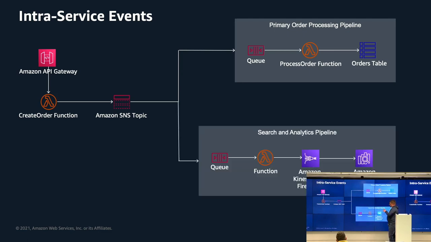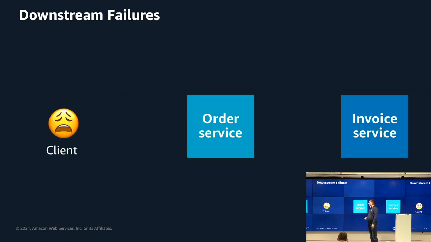And with this approach, it's relatively easy to add some new functionality to the process. As an example, search and logistics pipeline. So again, you just add a new queue, a new function if you need it, and then using Amazon Kinesis Data Firehose, you can put your data into the Amazon resource. So again, it's simpler than rebuilding the Lambda function, as an example.